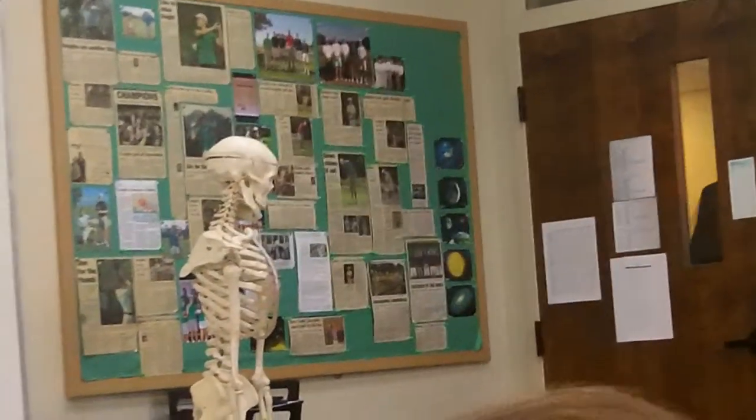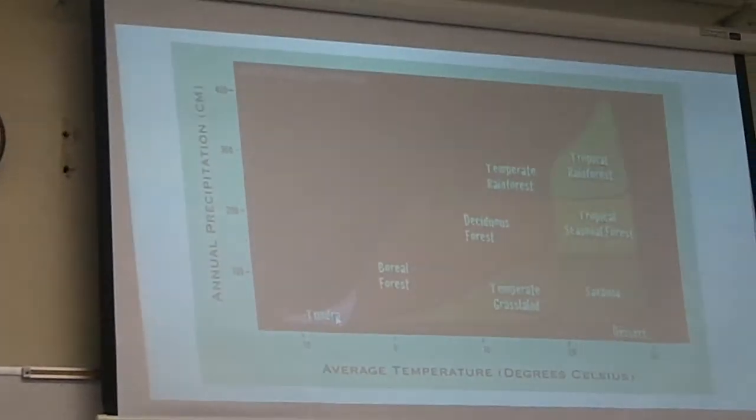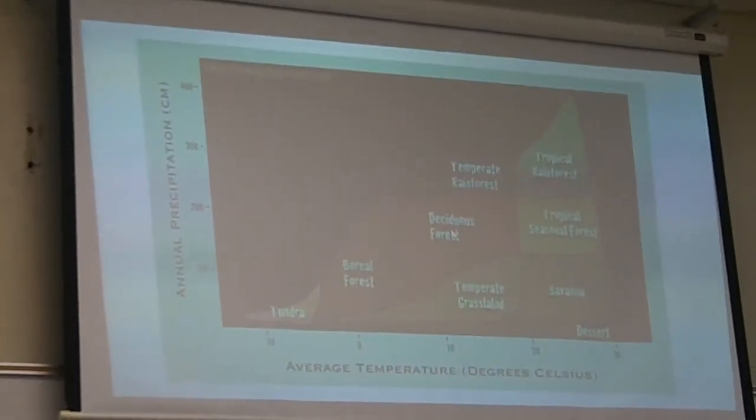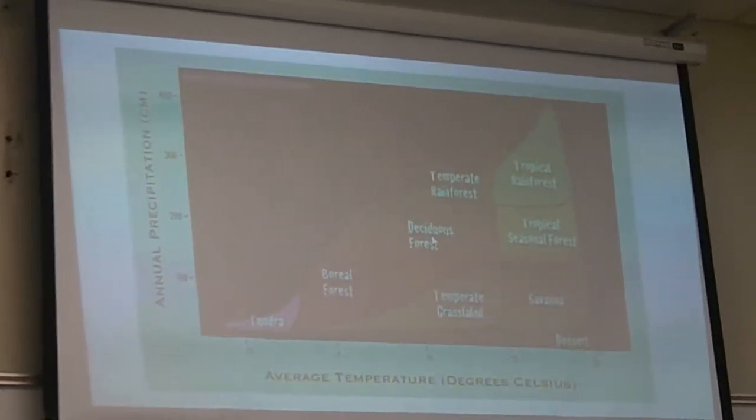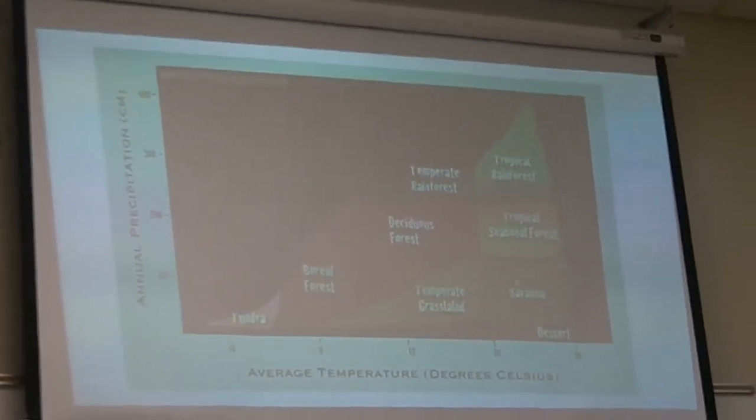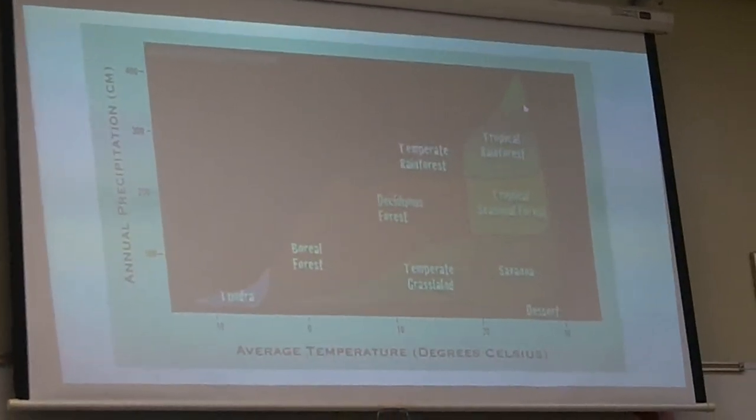Low temperature, low rainfall is tundra. Medium temperature, medium rainfall, that's deciduous forest. So this is what we're going to do now. We're going to go through and talk about each one of these.